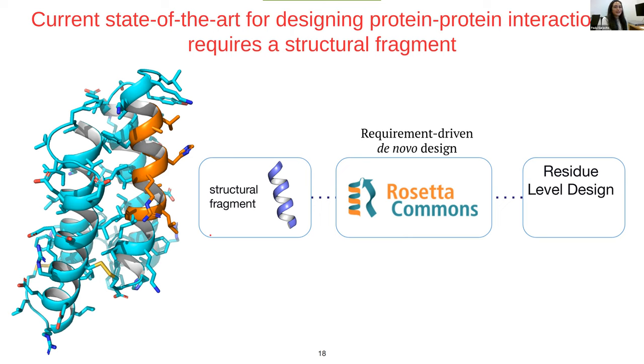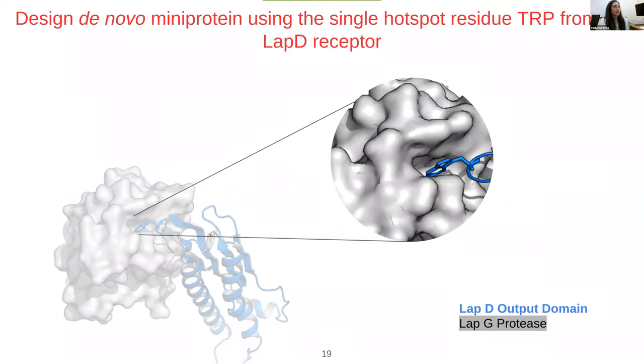However, we encountered a bigger challenge here because if you look at the structure of the LabD protease and the LabD output domain, there is this beautiful interaction right here that almost seems like the anchor point of the full interaction between the complex. It's the single tryptophan on a loop, and it's a fantastic hotspot residue to use on a piece of secondary structure that we don't know yet how to accommodate, right? It is on a loop.